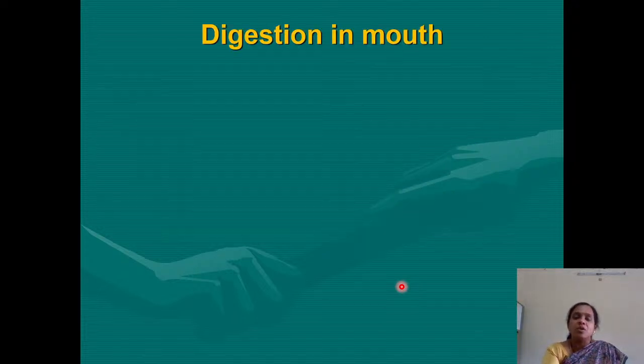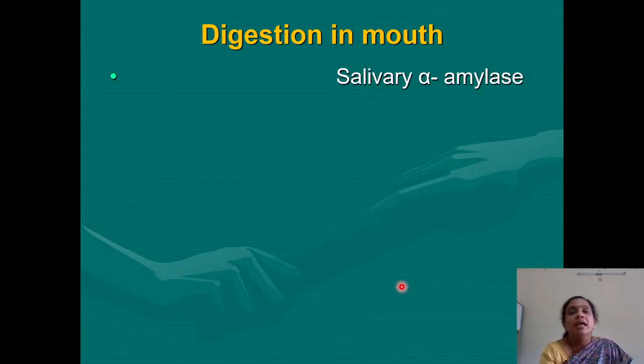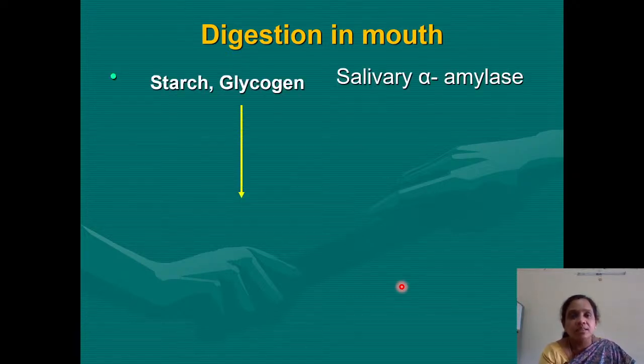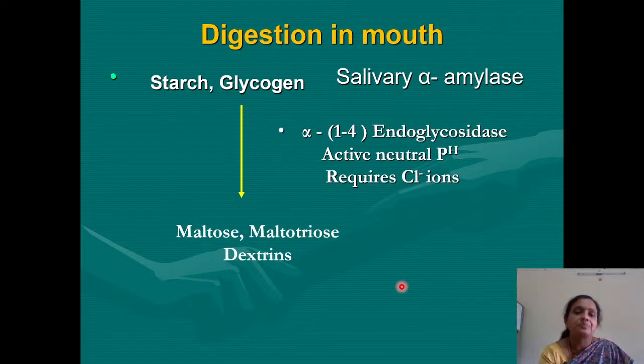Now, digestion, because we put everything in the mouth. Everything in digestion stops at the duodenum level. So when we are talking about digestion, we have to extend from the mouth to the duodenum. What is the path of the food? Digestion in the mouth occurs for starch and glycogen.